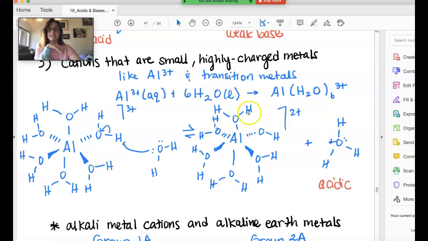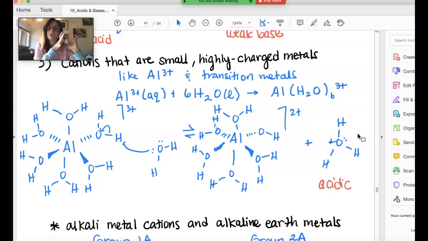In this case, when water gains a proton and acts as a base, it forms the conjugate acid of water, which is the hydronium ion. So effectively, when this process happens, it's producing protons or hydronium ions in solution, therefore making the solution more acidic.